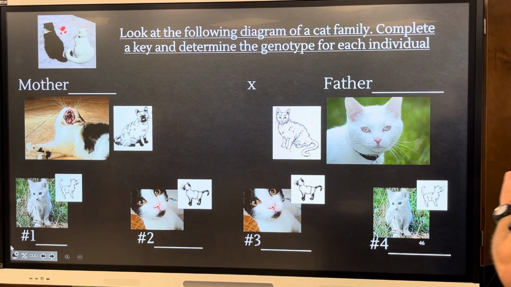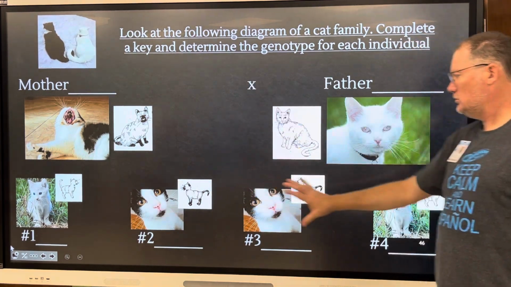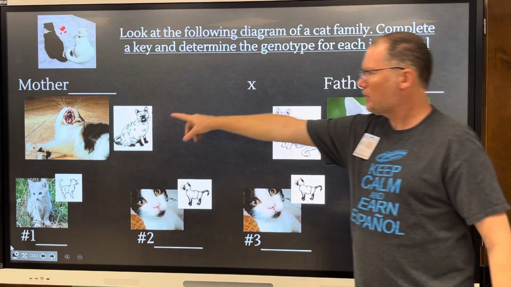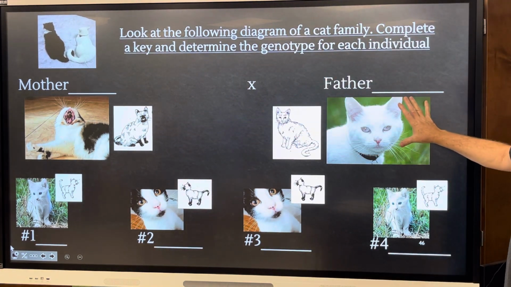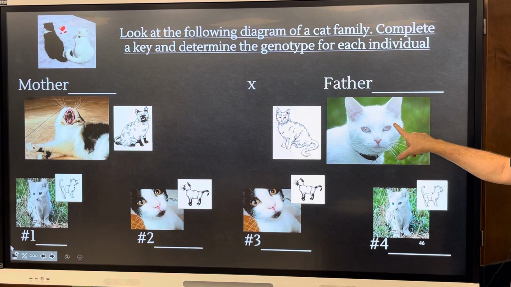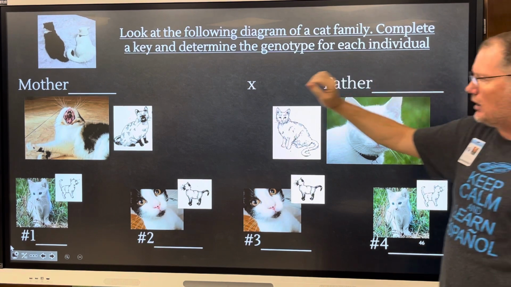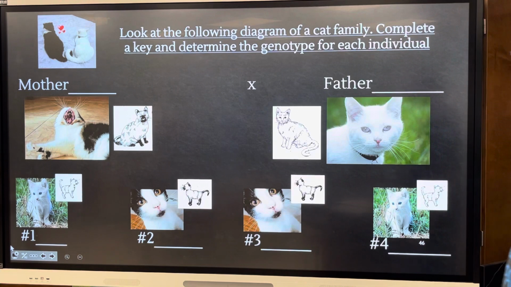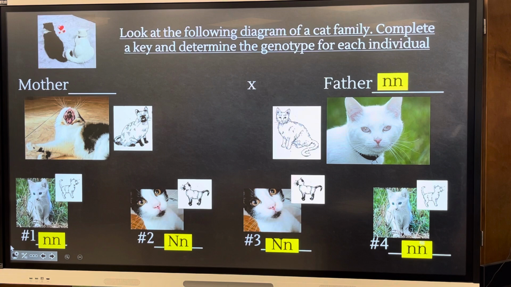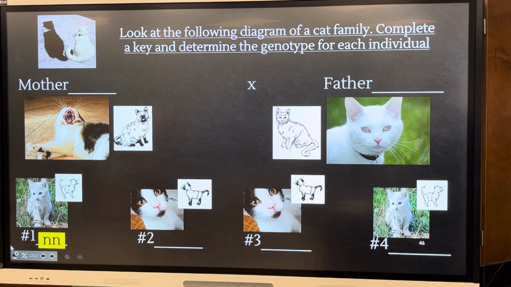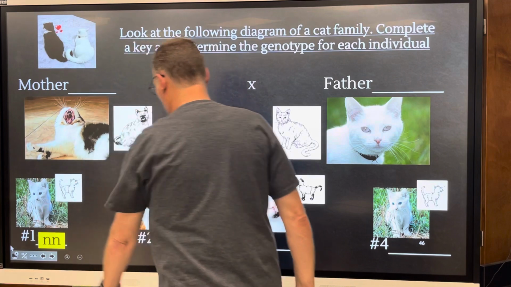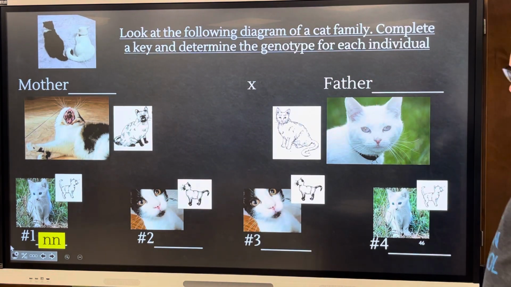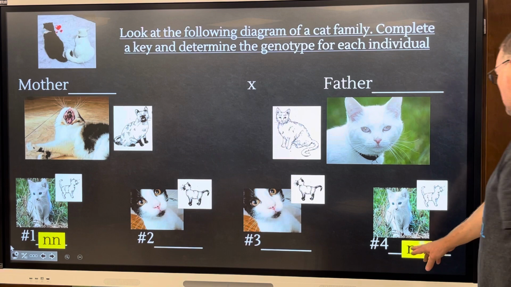So look at the following diagram of the kitty cat family. Here's the mom. Here's the dad. Dad's what? Dad's albino, so it's going to be little n, right? Mom's going to be, whoa, it's not the right order, but that's okay. Oh, I see. Okay, so let's look at that then. Okay, so we know that we've got an albino cat here and an albino cat here. That's why we're starting with those first.